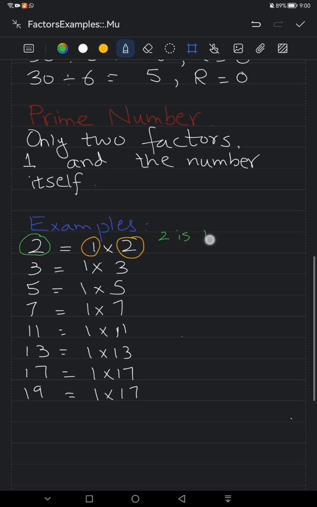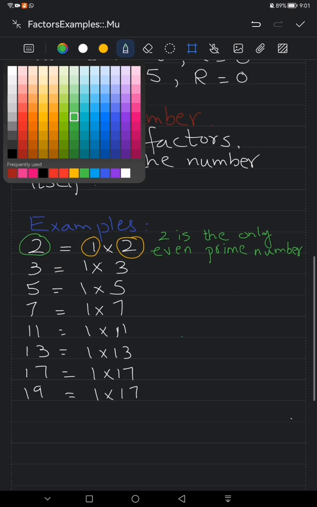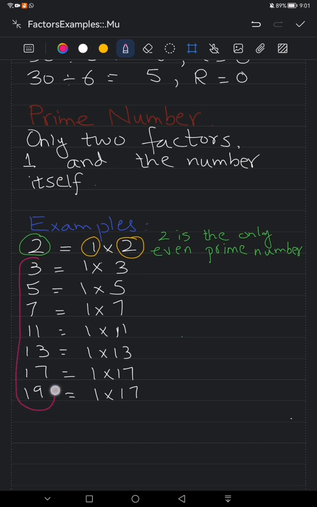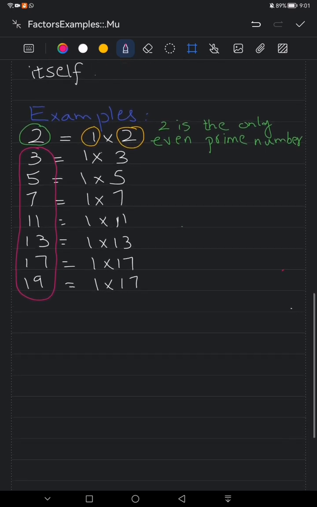Two is the only even prime number. The rest of them, if you notice, are all odd numbers. So 2 is the only even prime number and all the other prime numbers are odd. And why is it so? When we start the next concept of composite numbers, then you will get to know why it is so.